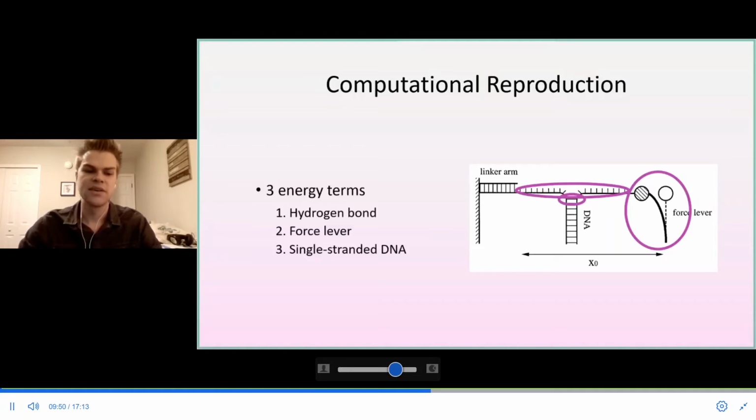So to find the potential energy associated with the force lever and the single strand of DNA, the first step is to find which force will result in the correct total extension. You can see from the diagram that the total extension of both the single strand of DNA and the force lever together equals x naught. So for a given x naught value, using the force extension relationships of the force lever and the single DNA strand, we can find the force responsible for that extension.